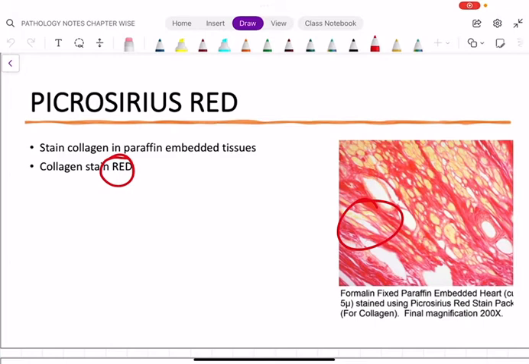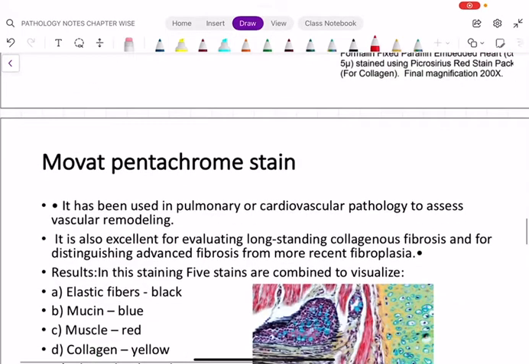Remember, picrosirius red is mainly used to stain the collagen in paraffin embedded tissues. That means we take the specimens, and paraffin is wax. So we embed the specimen within the wax, and in such a case we can use picrosirius red for staining the collagen. Fine. Yes, in paraffin embedded tissues.